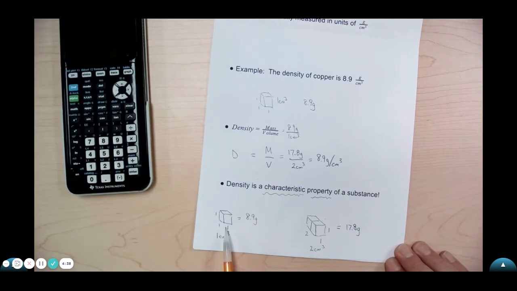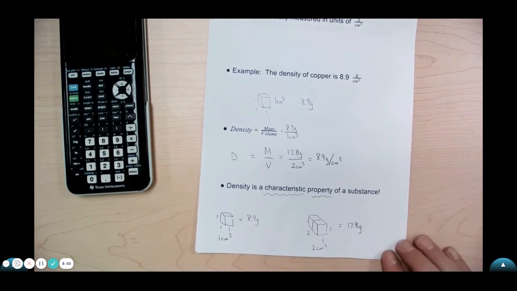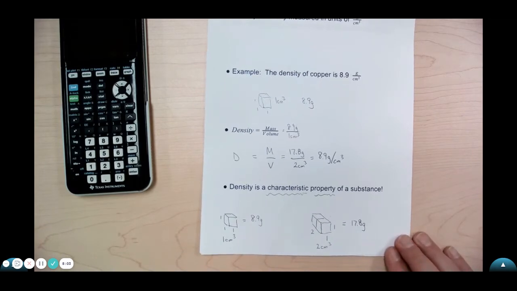So it doesn't matter how big the piece of copper is, you guys. If you take its mass and divide it by its volume, as long as it's copper, you're going to get 8.9 every time, whether you're dealing with nice even volumes like this or not. That's why it's a characteristic property of copper to have 8.9 grams per cubic centimeter. It's a characteristic property of any substance to have a certain density. All samples of water, for instance, will have a density of 1 gram per cubic centimeter. Doesn't matter how big the sample is, doesn't matter how small it is. If you divide its mass by its volume, you're always going to get the same value.